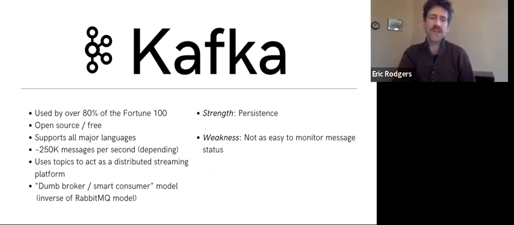Kafka's biggest weakness, however, is that it lacks a complete set of monitoring tools. So whereas RabbitMQ uses the smart broker dumb consumer model, Kafka operates on a dumb broker smart consumer model, which means you can't monitor the status of your messages as effectively.